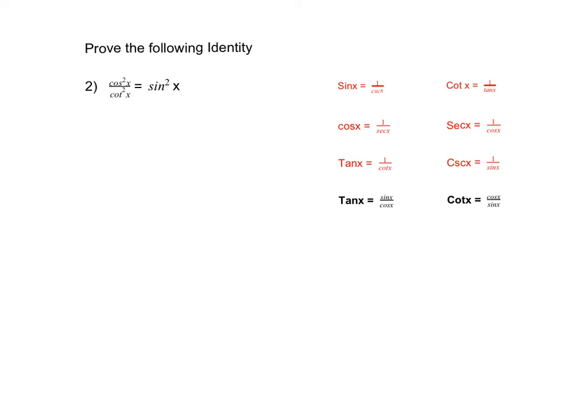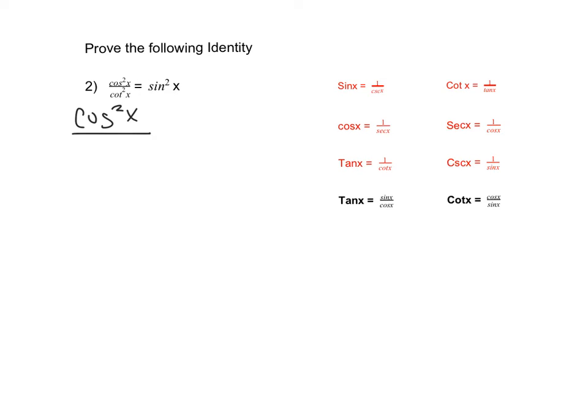So again, I'm going to use my identities over here, and I'm going to try to rewrite over here. I'm not going to touch the right side. I'm going to touch the left side. So I'm going to try to change things to sine and cosine. It's already in cosine squared over here on the left, so I'm not going to change that.